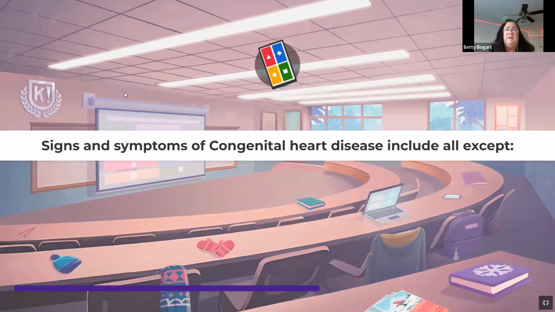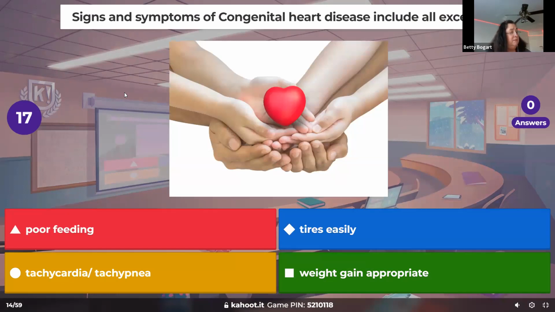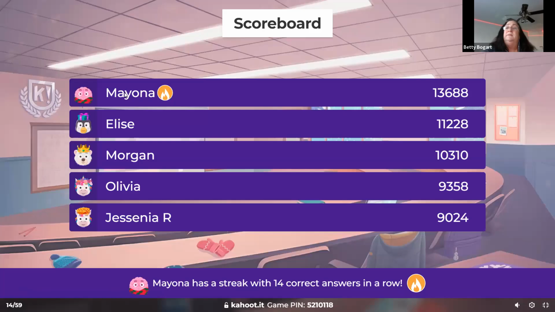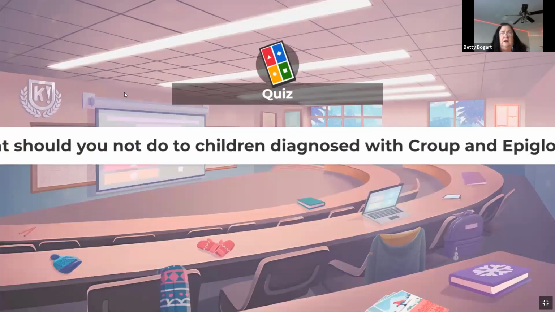Signs and symptoms of congenital heart disease include all except... So congenital heart disease, they're working so hard, they're not gaining weight. Excellent, good job. Point taken, good.